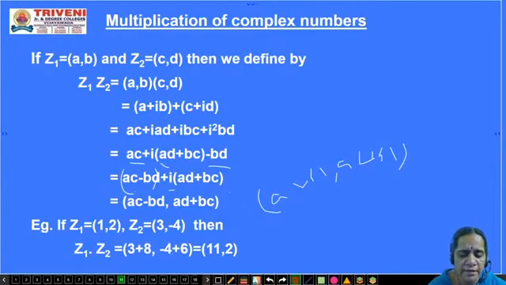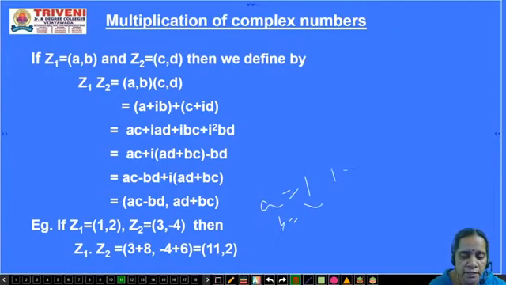Suppose we take an example. z1 is equal to (1, 2) and z2 is equal to (3, minus 4). z1 into z2. What is z1? A is equal to 1, B is equal to 2, C is equal to 3 and D is equal to minus 4. AC, that is 1 into 3, which is 3, minus BD, minus of 2 into minus 4, which is plus 8, so 11. Then AD, 1 into minus 4, plus BC, 2 into 3, which is 2. So we get (11, 2).